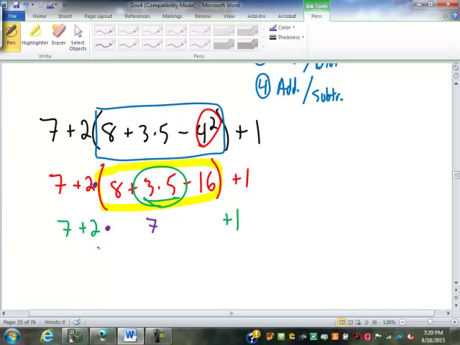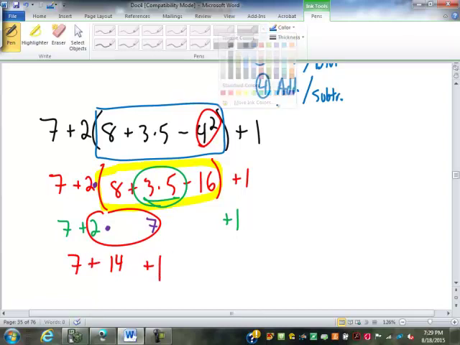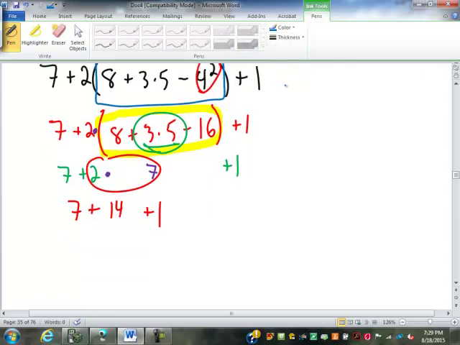So now that we're done with that set of parentheses, we go back to our priorities. Now there's no enclosing symbols, no exponents, but there is multiplication. 2 times 7 is 14. Now all that's left is addition, so we'll go left to right. 7 plus 14 is 21, plus another 1 is 22.